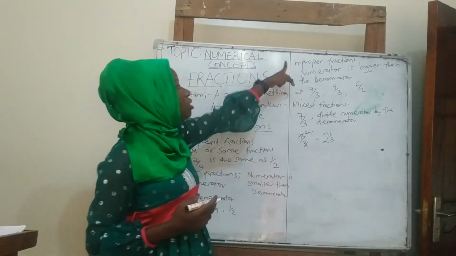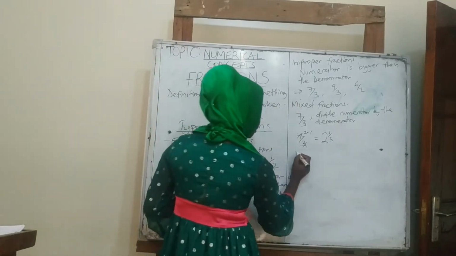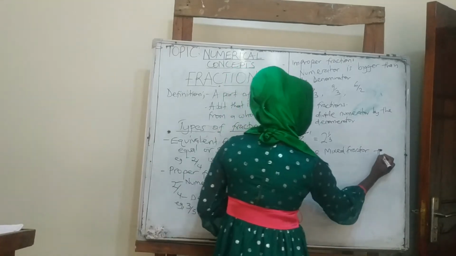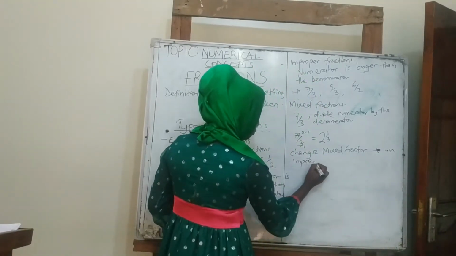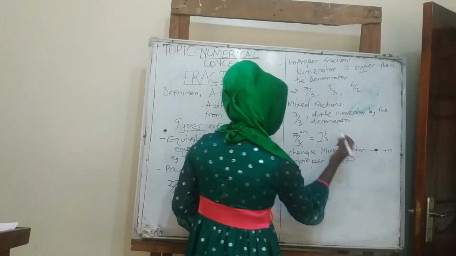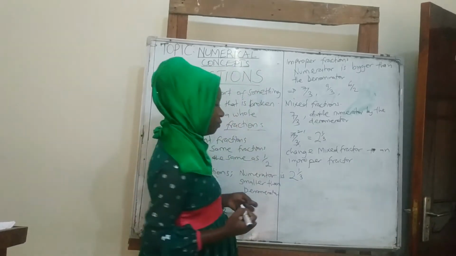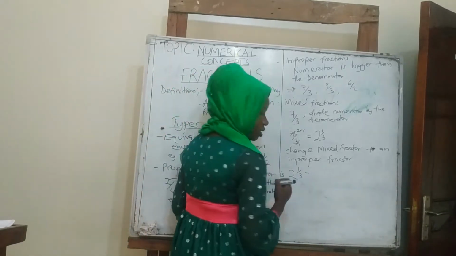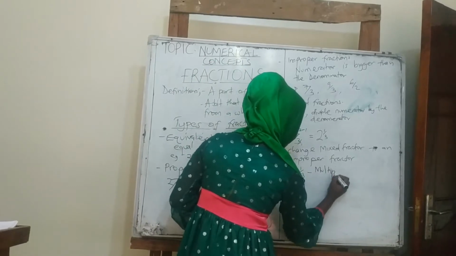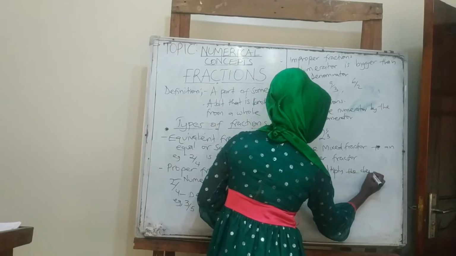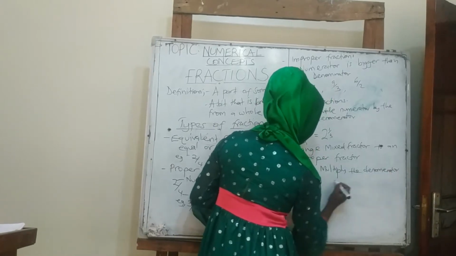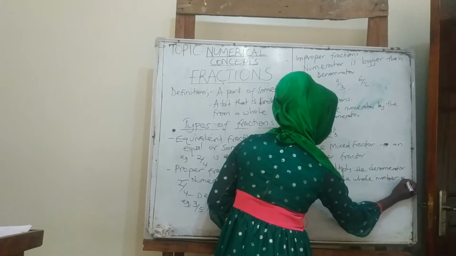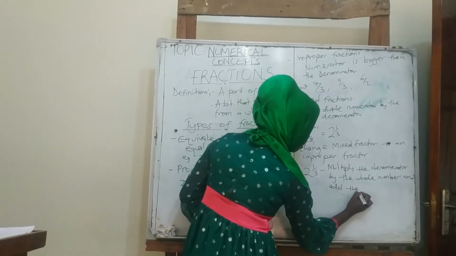Even the mixed fraction can be put back into an improper fraction. If we are to change the mixed fraction to an improper fraction, with the same example, 2 whole number and 1/3, the procedure is very simple. We multiply the denominator by the whole number, and add the numerator.